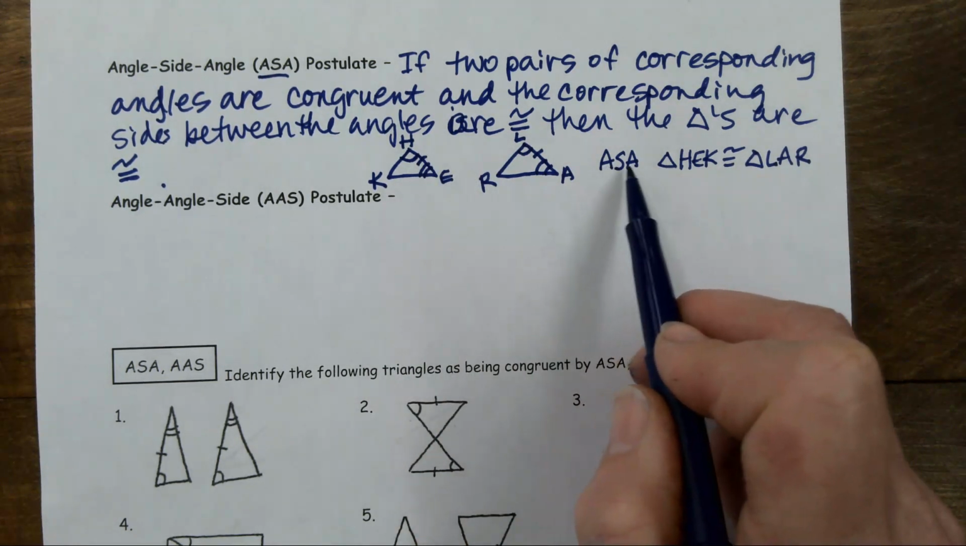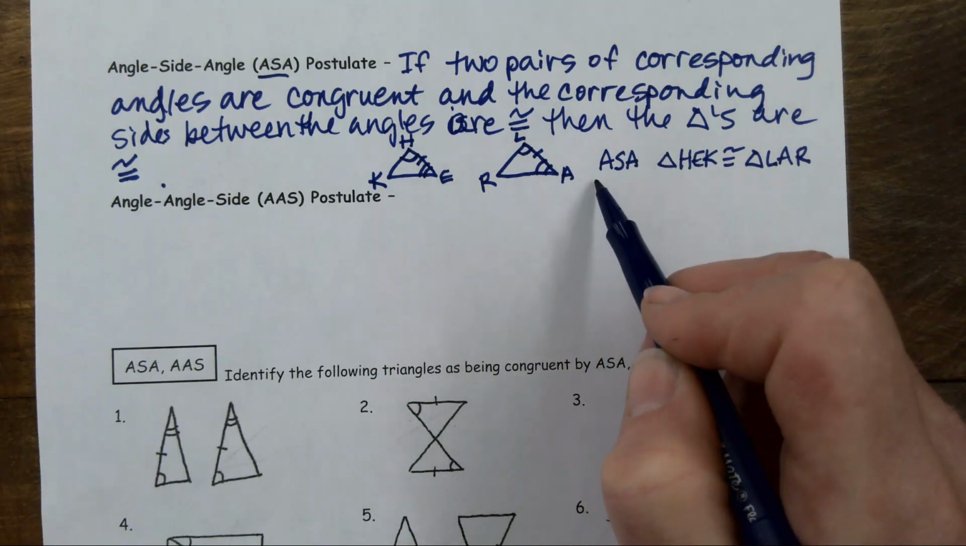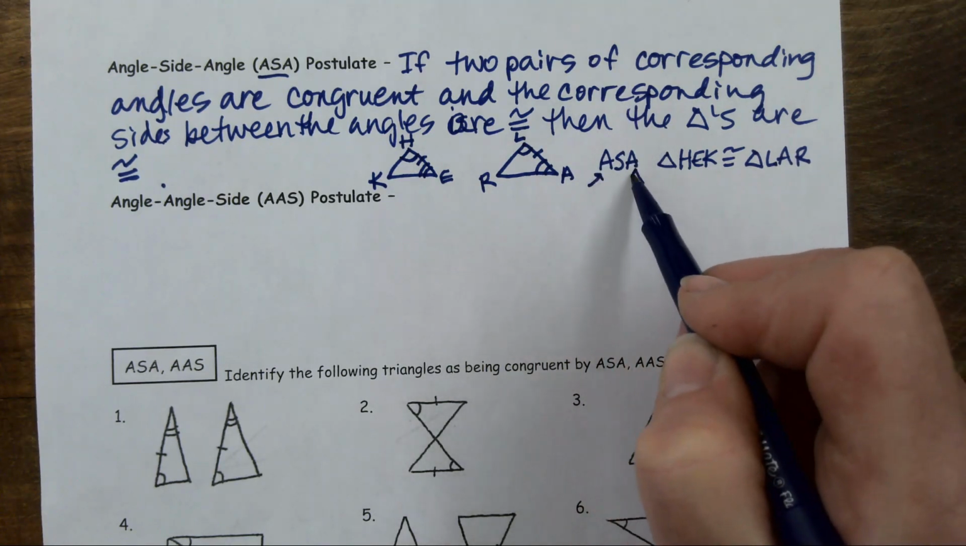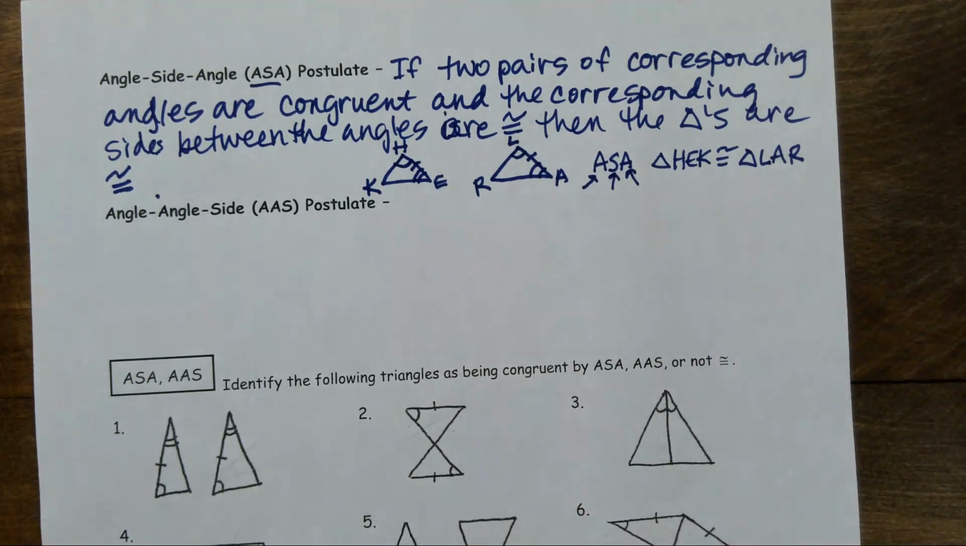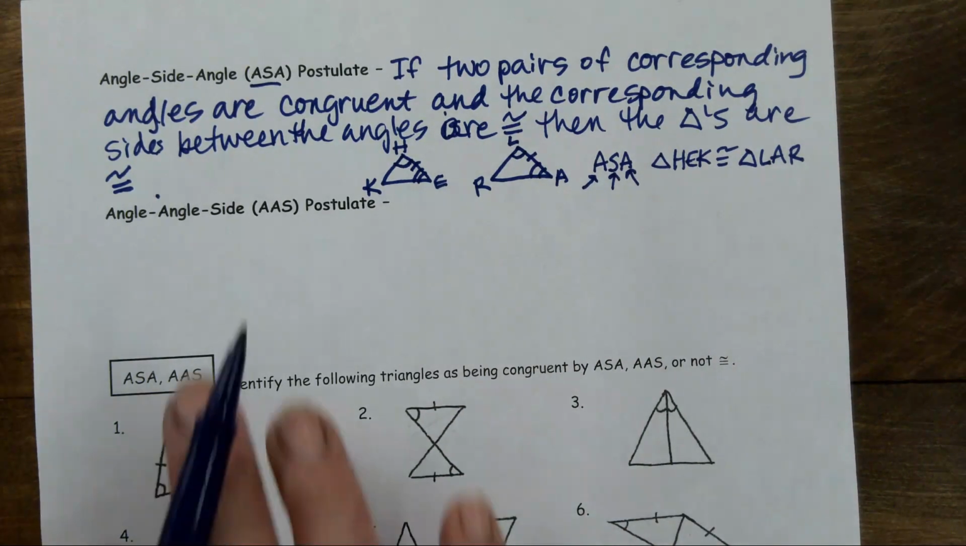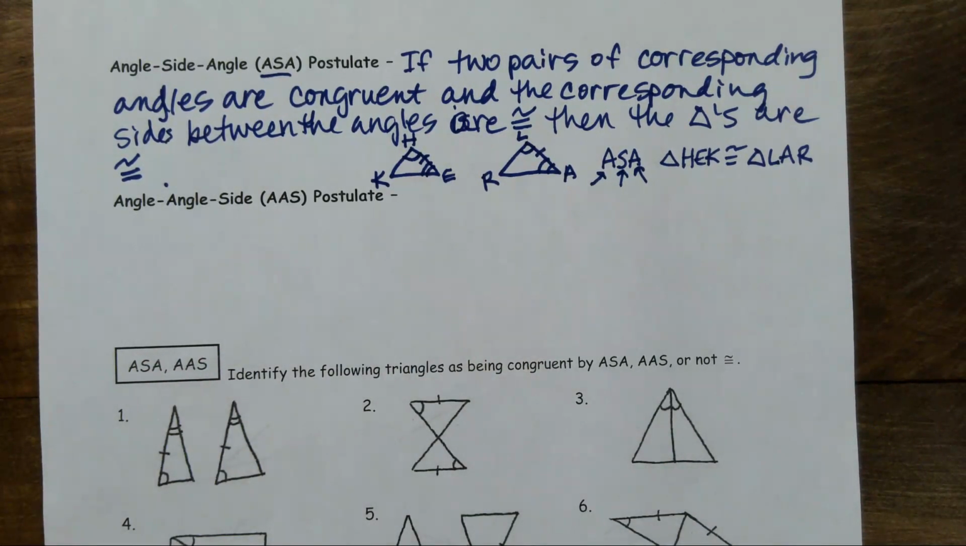The position of the letters, I want to make that clear. The position of the letters is important. This means that I have two angles marked and the side that falls between them, as opposed to the next one, which is angle, angle, side. And so for angle, angle, side, it looks like this.